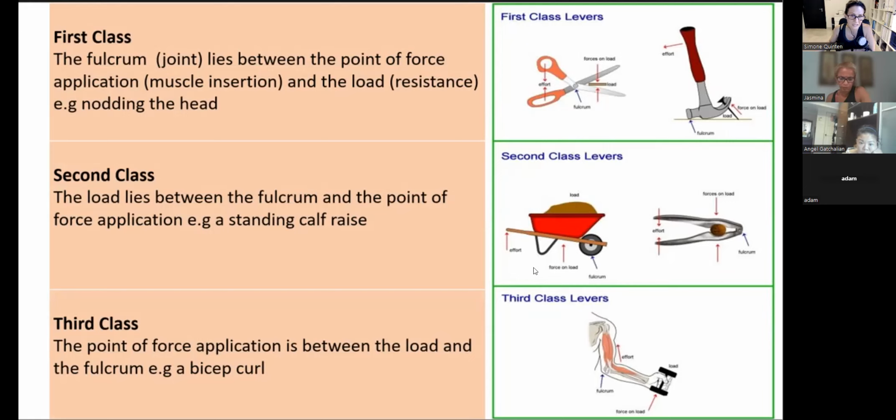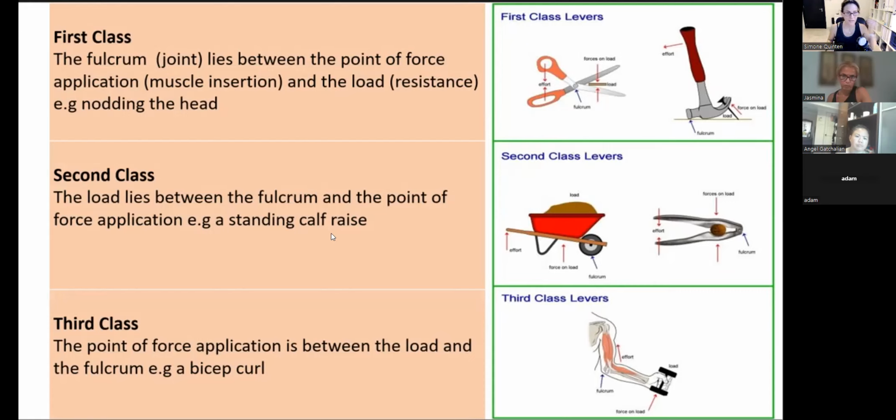Then the 2nd class lever is where your fulcrum is in the front. So the load lies between the fulcrum and the point of the force application. When you do a standing calf raise, for example, that would be a 2nd class lever. So basically, this would be your fulcrum. This is your joint. Your body is the load. The effort is going upwards.